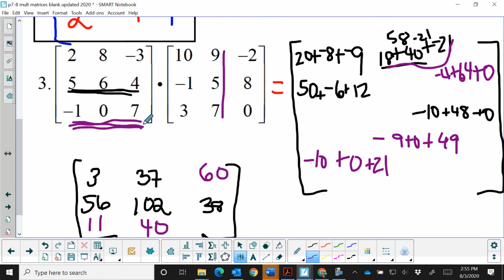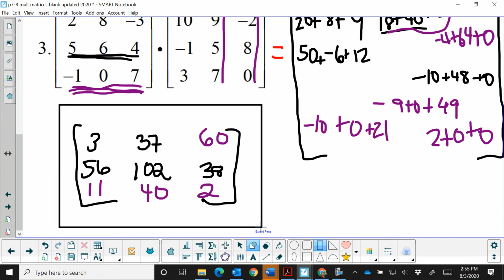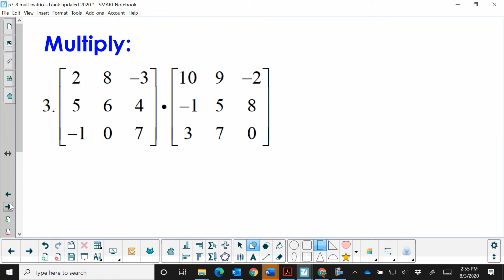And then the bottom row times the final column. That's going to give us what? Positive 2 plus 0 plus 0. Oh, that was nice. Whoever wrote this problem thought about us. We're getting tired by the end. And there's our 2. Okay, so I'm going to box up our answer to this 3 by 3. It's 3, 37, 60, 56, 102, 38, 11, 40, and 2. Hopefully I didn't make any arithmetic errors. If I did, y'all can correct me. Okay, so we can now multiply 3 by 3s.